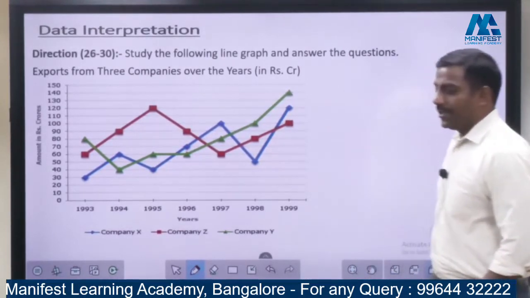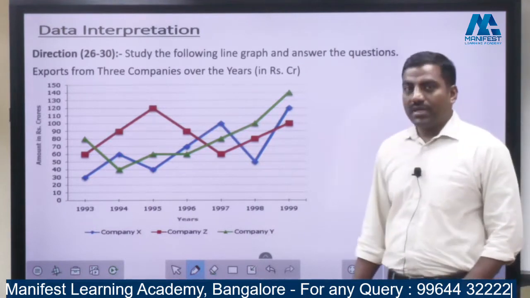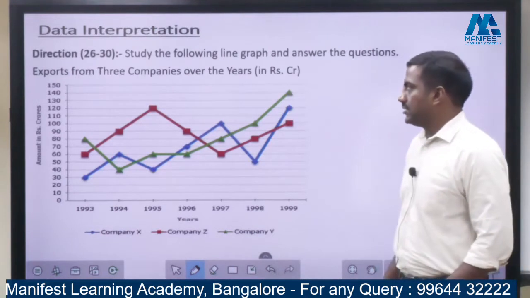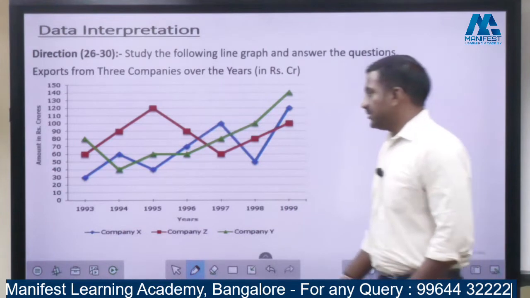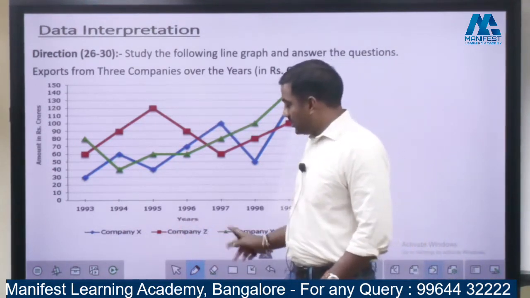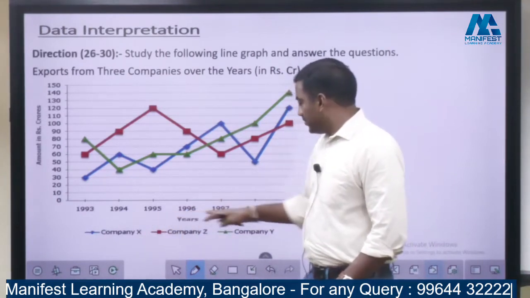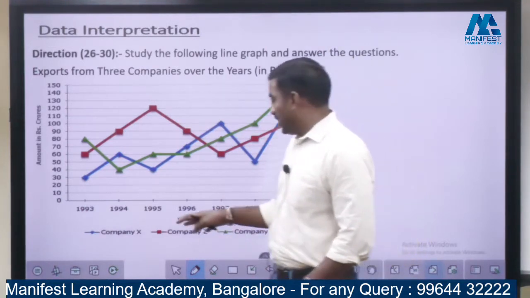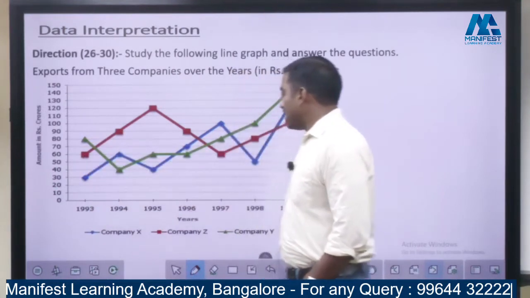So look at this chart. This is a line chart, and there are three different lines here. That means three different entities, like three different companies: company X, company Z, and company Y. See, here they are jumbled. They are not given in order. Company X, company Z, then company Y they have given. And similarly here, it started with company X, Z and Y.